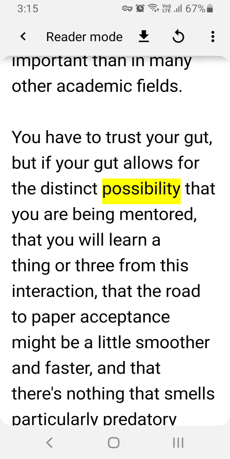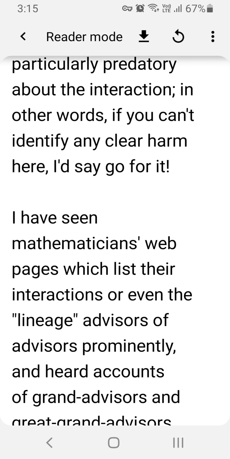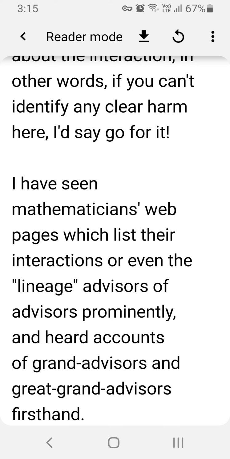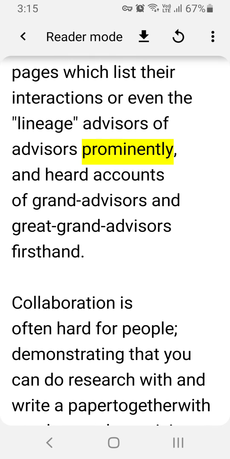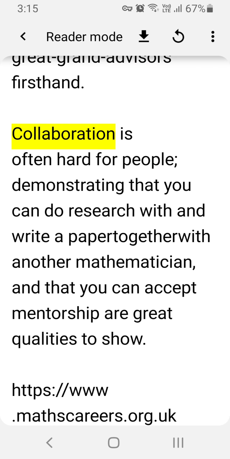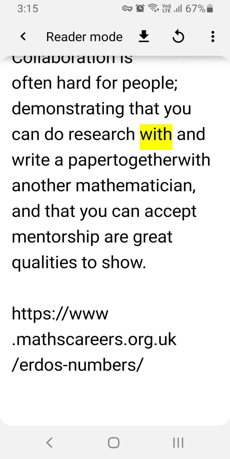You have to trust your gut, but if your gut allows for the distinct possibility that you are being mentored, that you will learn a thing or three from this interaction, that the road to paper acceptance might be a little smoother and faster, and that there's nothing that smells particularly predatory about the interaction. In other words, if you can't identify any clear harm here, I'd say go for it. I have seen mathematicians' web pages which list their interactions, or even the lineage of advisors of advisors, prominently, and heard accounts of grand advisors and great-grand advisors firsthand. Collaboration is often hard for people; demonstrating that you can do research with, and write a paper together with, another mathematician, and that you can accept mentorship, are great qualities to show.